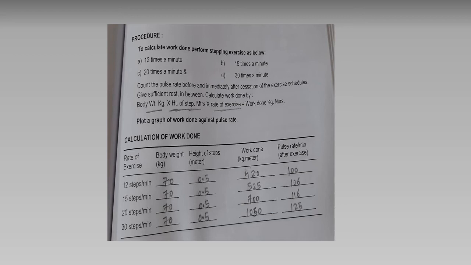Okay. In case you are doing 15 times per minute, what will be the calculation of work done? That will be 70 into 0.5 into 15, so that will be 525. In case of 20 steps per minute, 70 into 0.5 into 20, so that will be 700. And in case of 30 steps per minute, body weight 70 into height of steps 0.5 into rate of exercise 30, so work done will be 1050.